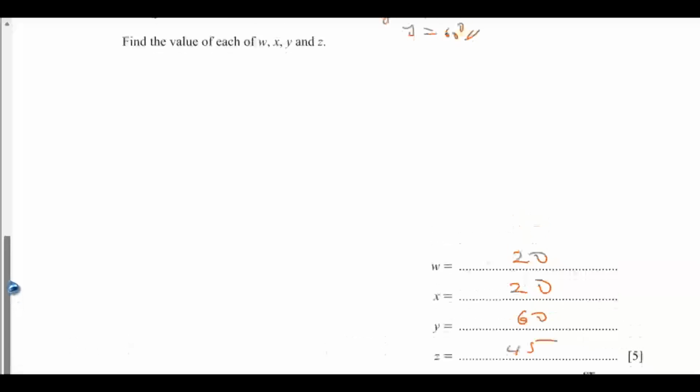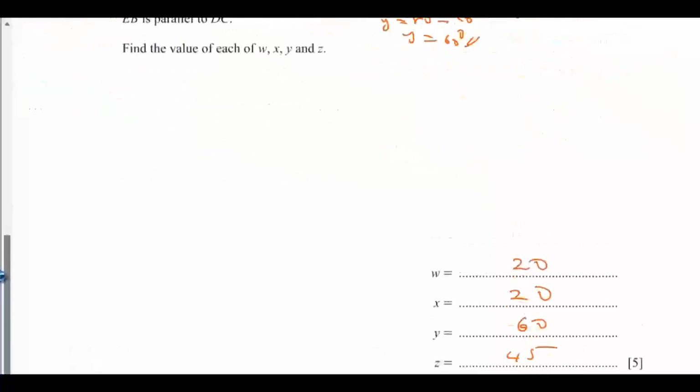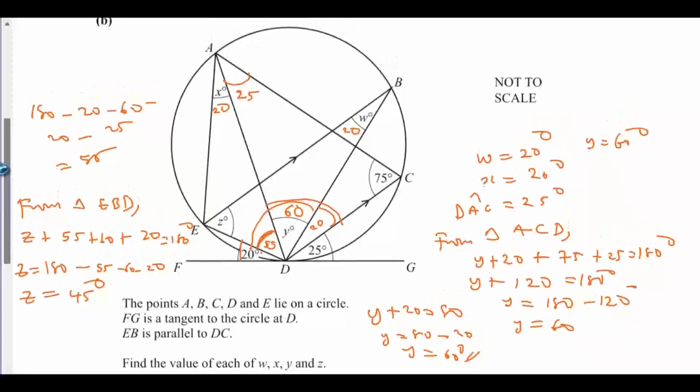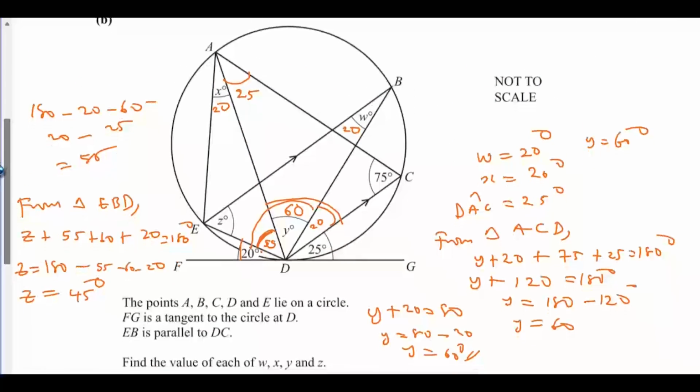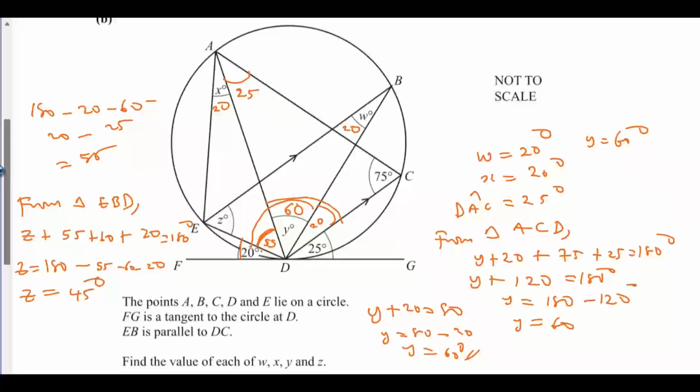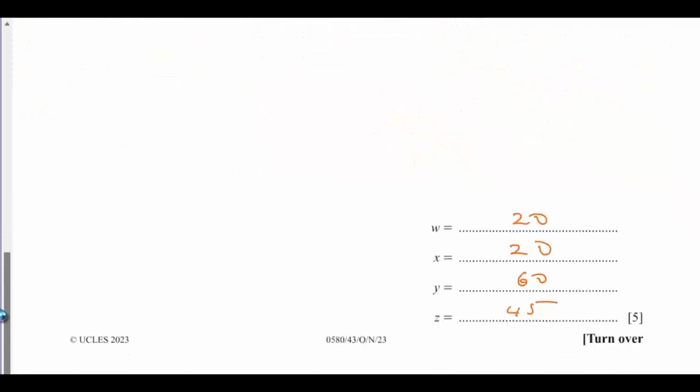We can come here. So we can say W is equal to 20. Excuse me, X equals 20. Then Y is equal to 60 and Z equals 45. Okay. So I chose not to use the space below because I really want you to see the diagram. So I just have to manage there. So let's go to the next question.